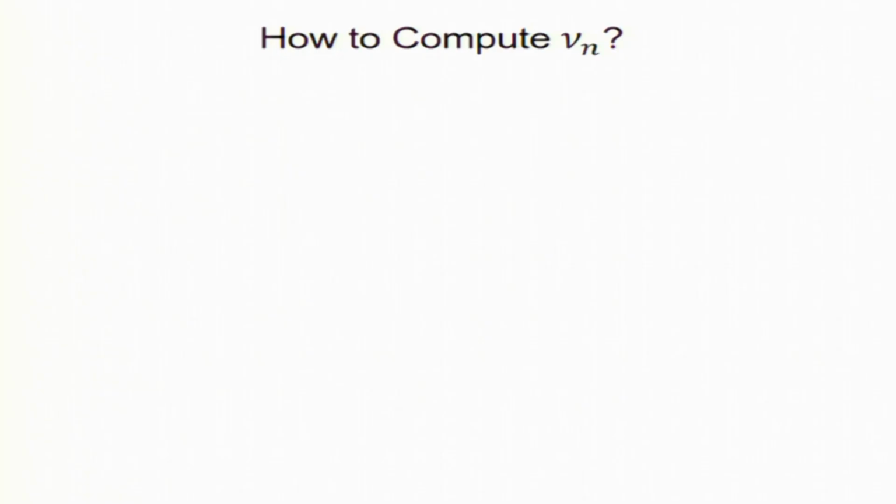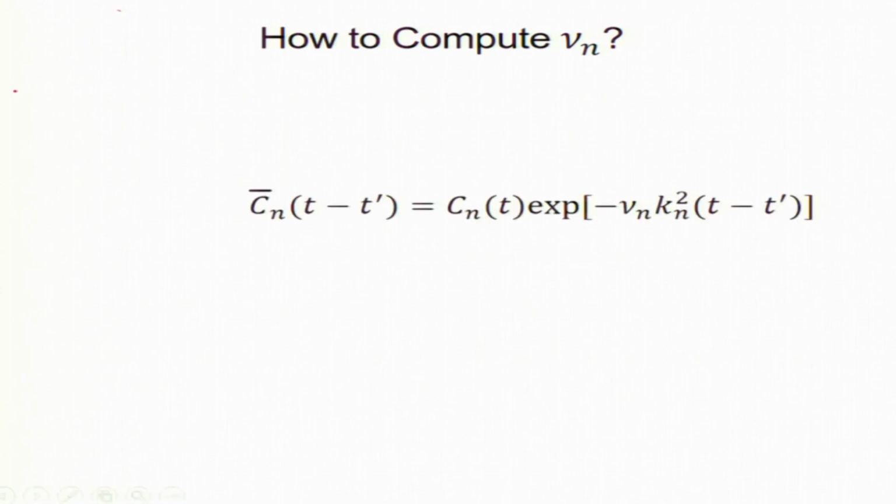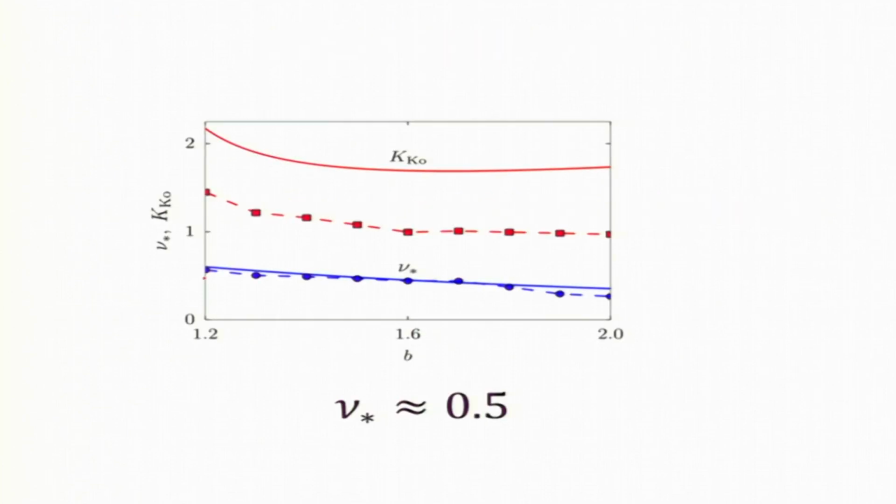So, nu star, okay, what happened to nu star? This is a picture somewhere down the line. Nu star is around 0.5 for all B's. This is a range. I am going to show you one slide. The x axis is B and the y axis is nu star, and Kolmogorov constant too, but we will discuss the Kolmogorov constant computation later.